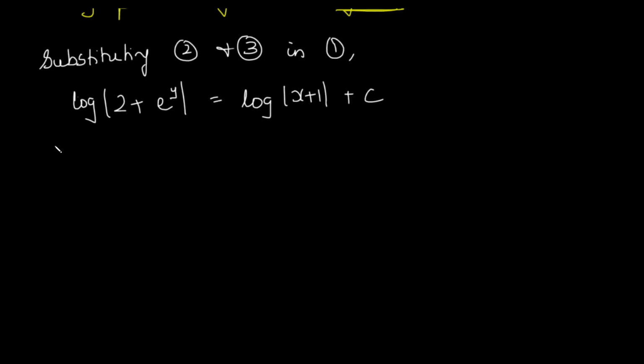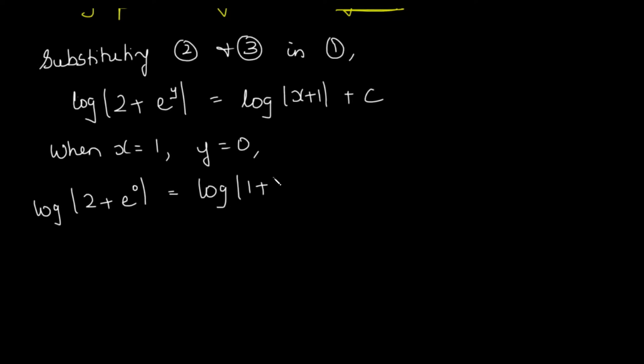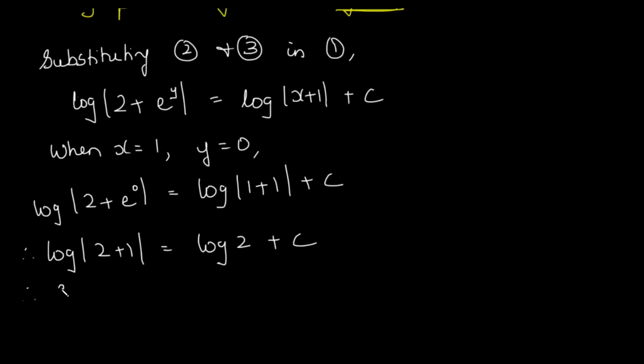So in this case, when x is equal to 1 and y is equal to 0, we are going to get log of 2 plus e raised to 0 is equal to log of 1 plus 1 plus c. Solving further, now e raised to 0, remember anything raised to 0 is 1. So therefore we get log 2 plus 1 is equal to log 2 plus c. So this becomes log 3.